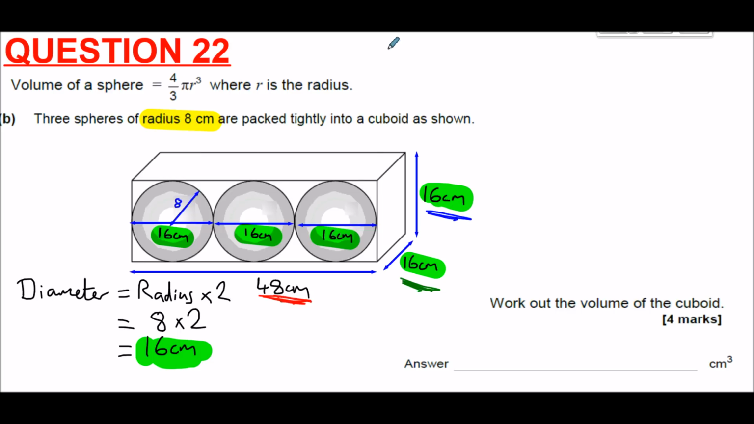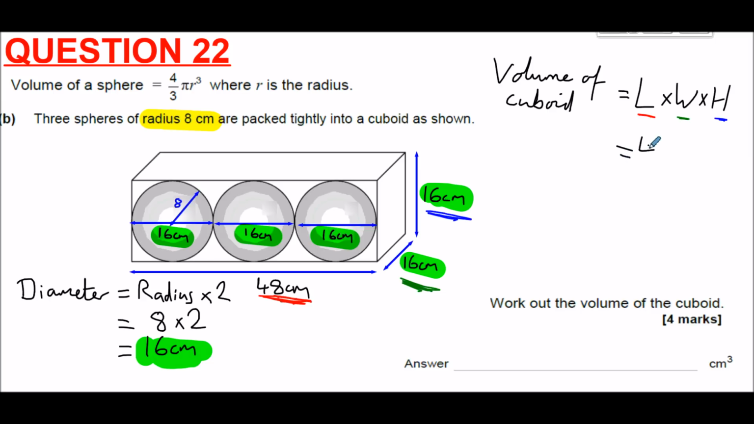Now the volume of a cuboid has a fairly simple formula. The volume of a cuboid is the length multiplied by the width multiplied by the height. Length times width times height. And we've worked out these figures already. So the length is 48. The width was 16. And again, the height is also 16.